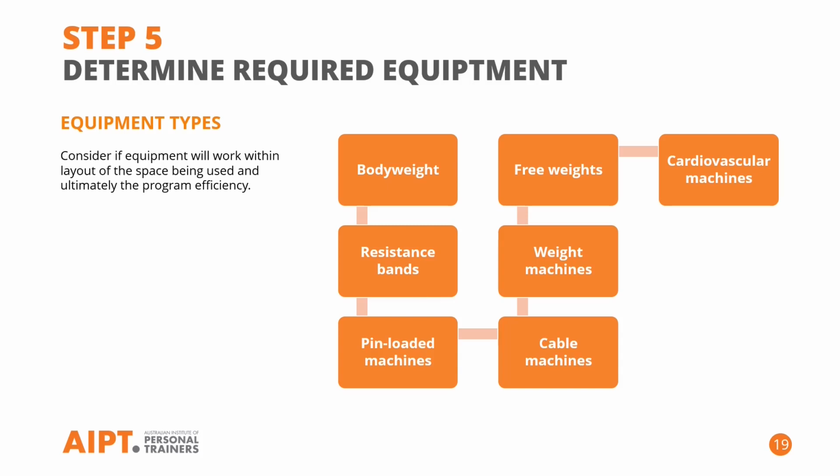Well, first of all, we need to consider if the equipment will work within the layout of the space that we've actually got available to us, and how this will ultimately affect the program's efficiency. Now, by efficiency, we refer to how easy it is for you to actually set up each exercise, as well as transition from one to the next. So you need to consider the time taken to change the weights on barbells, for example, and how much time that would add up to if you're doing multiple barbell movements within one session. Also consider the time it would take to transition from one exercise to the next.